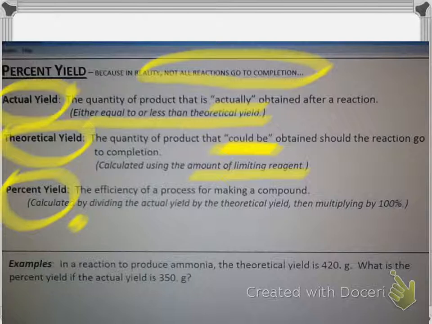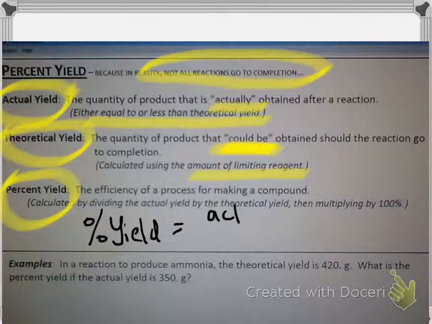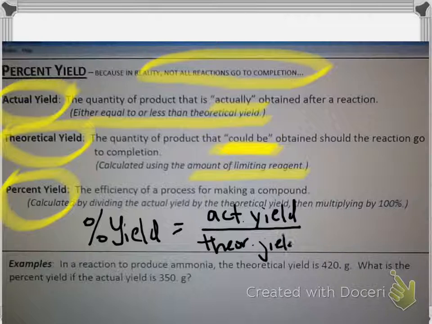So I'm going to give you the equation for percent yield here. Percent yield is the actual yield, usually given in grams, divided by the theoretical yield, that's a ratio, times 100%.